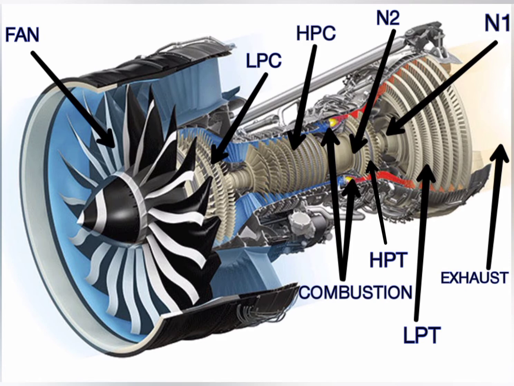HPC stands for high pressure compressor, LPC stands for low pressure compressor, HPT stands for high pressure turbine, and LPT stands for low pressure turbine. Let's know about each part in detail.